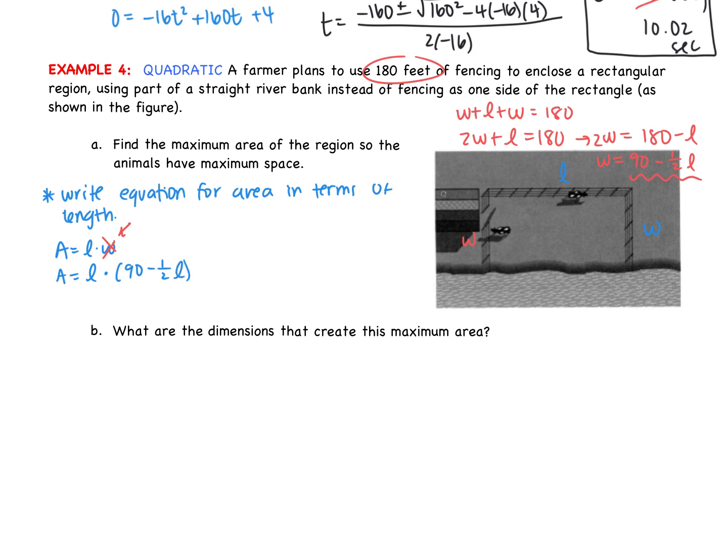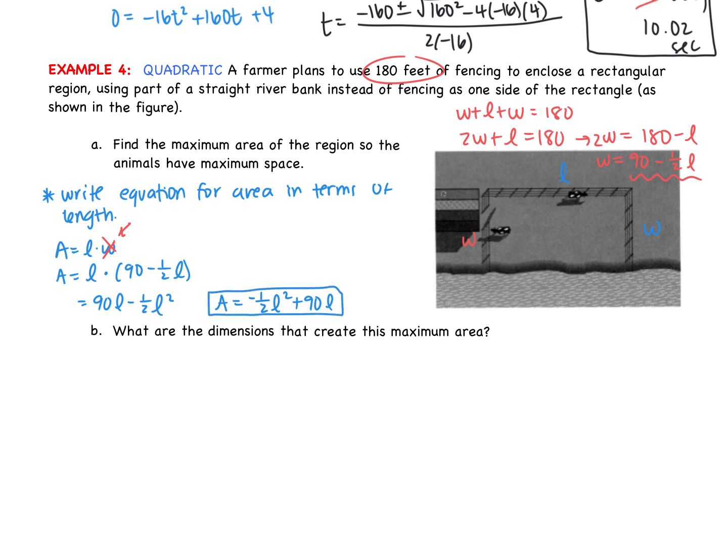As we can see here, we now have an equation that only has length in it. So we're going to simplify a little bit. This ends up being 90L subtract 1/2 L squared. This is not in standard form, so I want to put it in standard form. I want to put the L squared first. So we get negative 1/2 L squared add 90L.